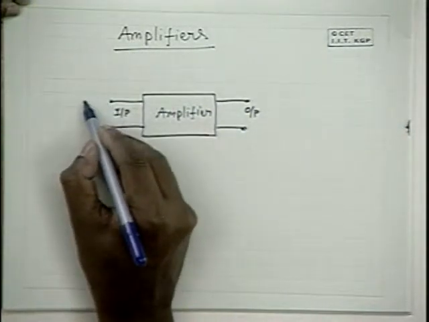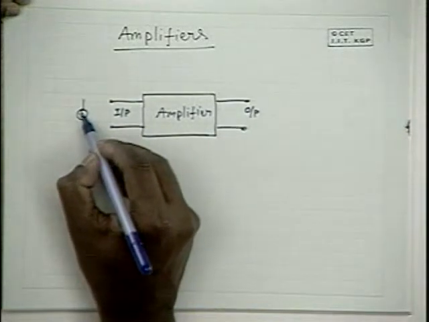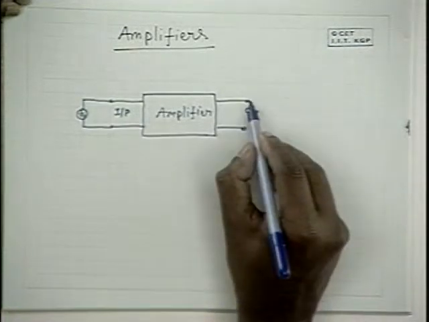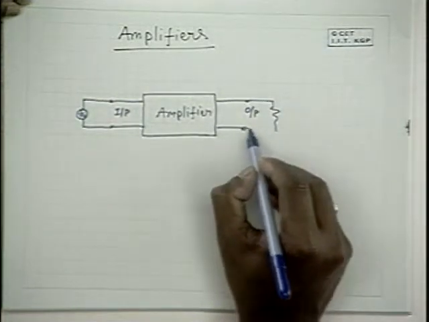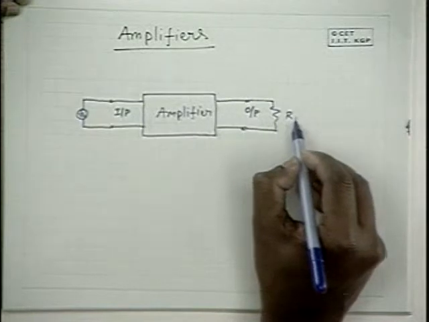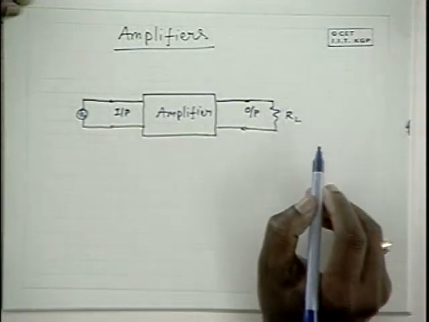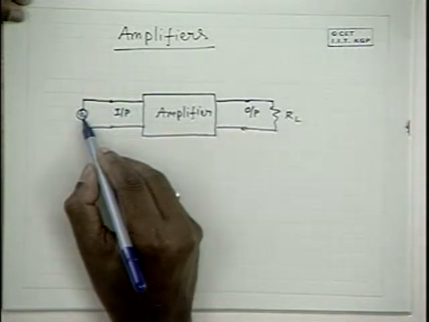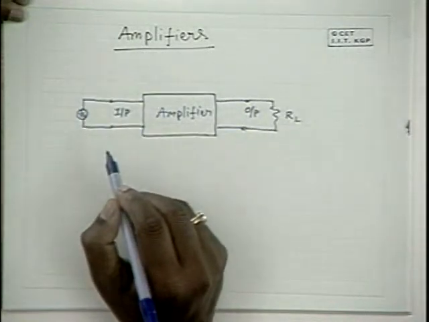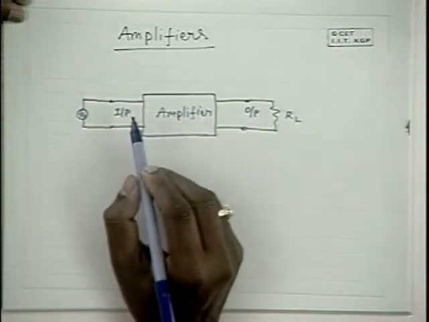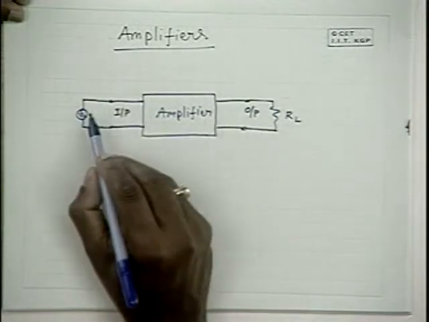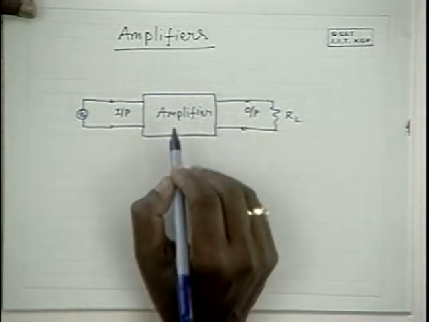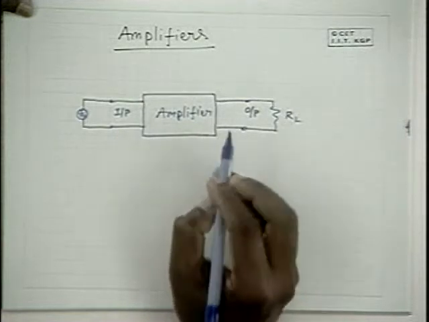To the input port, we feed a signal from a signal source, and the output can be used to drive a load resistance, RL typically. And as I mentioned, this input signal can be a voltage signal or a current signal. Before going into the details of these amplifiers, let me discuss the classification of the amplifiers.